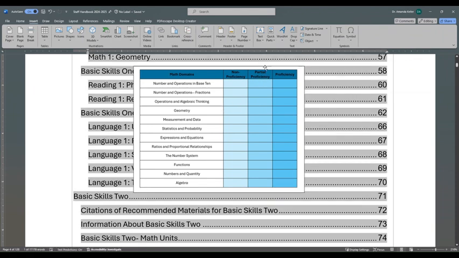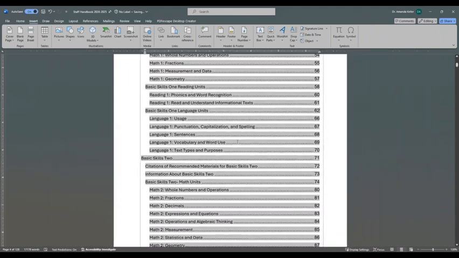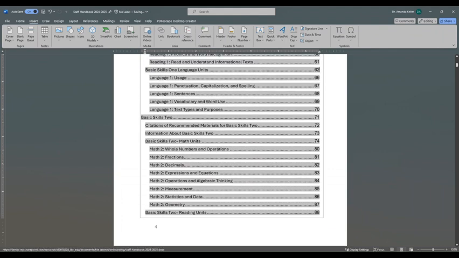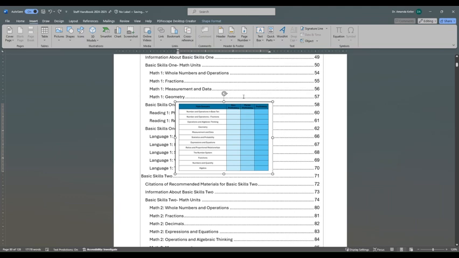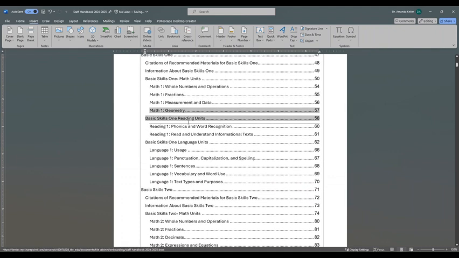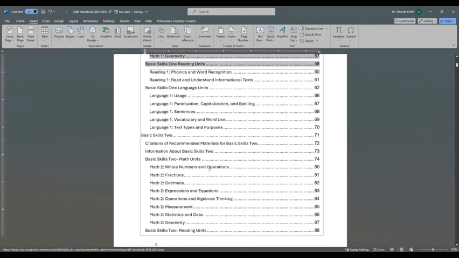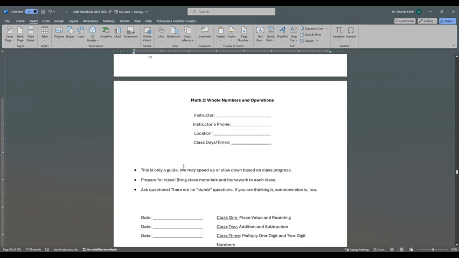So I'm going to take away the blue chart, and this table of contents is hyperlinked, so you don't have to scroll. You can simply hold the control key and click the unit you want to see, and it will bring you directly to that. Let me do that again. You find the unit that you want to see. I want basic skills 2, whole numbers and operations. So here is the one I want. It's on page 80, but if you hold down the control key and press on the unit you want, it will jump to that page.